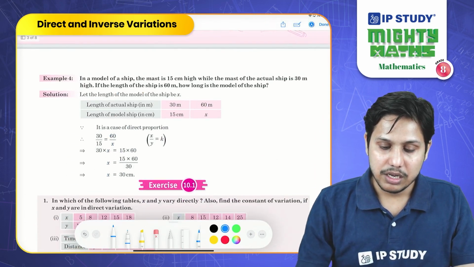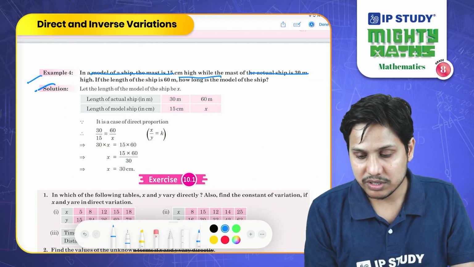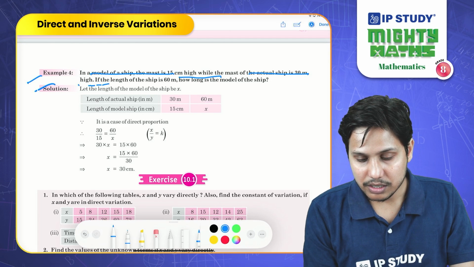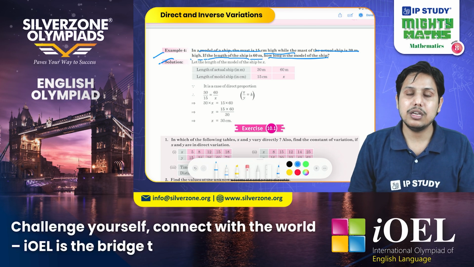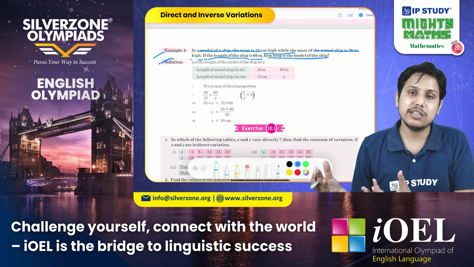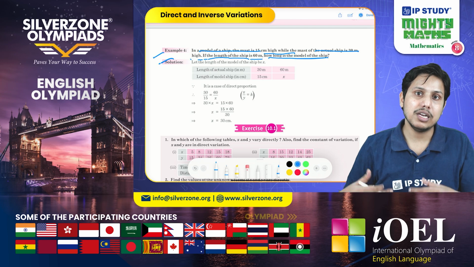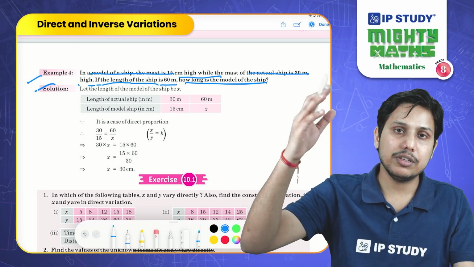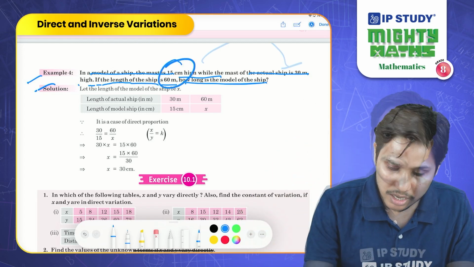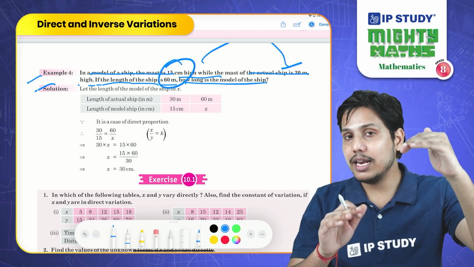Yes. So there is another question. In a model of a ship, the mast is 15 cm high while the mast of the actual ship is 30 cm high. If the length of the ship is 60 meters, how long is the model of the ship? So for every architecture like a ship or building, there is a model that is made before the final product, to evaluate how it will look, how to design, or how to further redesign the product. So for a ship model, the mast, that is the height of the flag that it has, is 15 centimeters for a 30 meter long ship. Because the scale or the ratio remains constant.